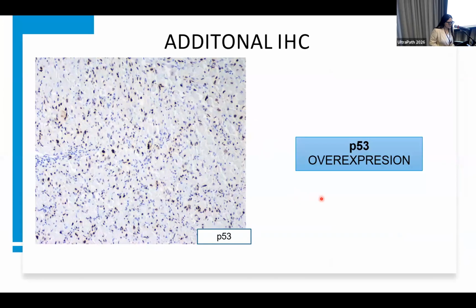With this information, we decided to add TP53, and it was mutated. We can see this overexpression in the nucleus of the cells.